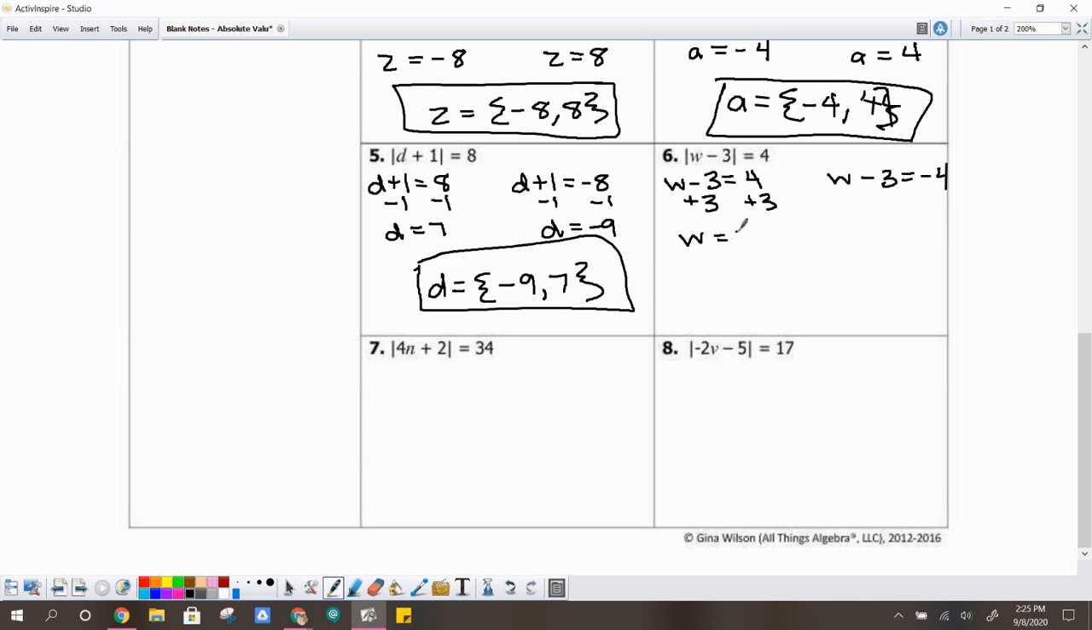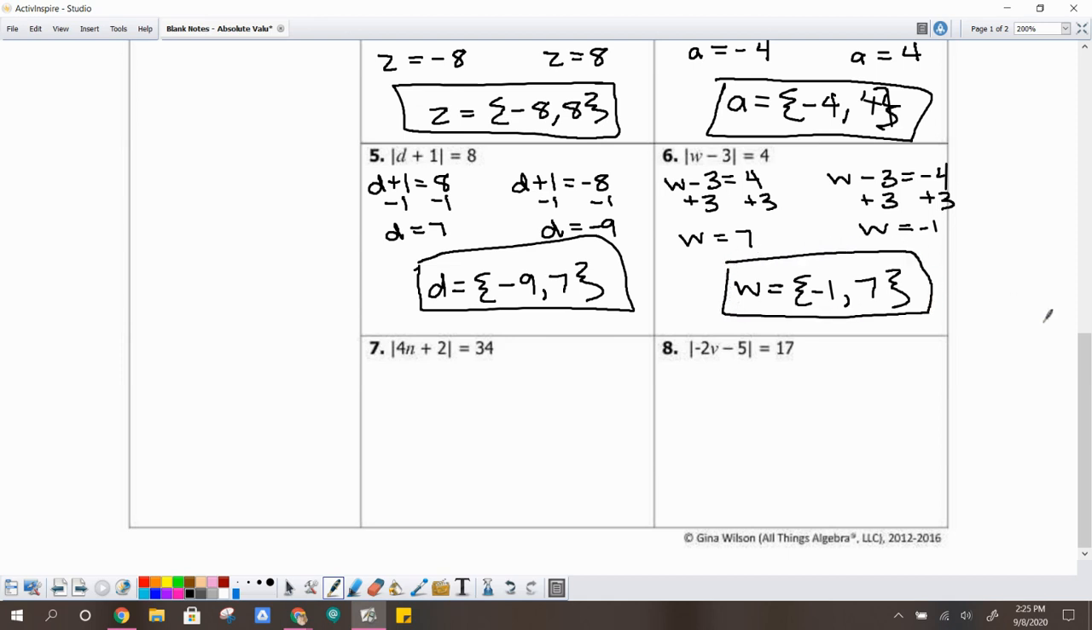So w equals 7 over here. Add 3, add 3. w equals -1 over here. So then for our final answer, we write the smaller one first, and then the larger one. So you should have had -1 and 7 as your answers.